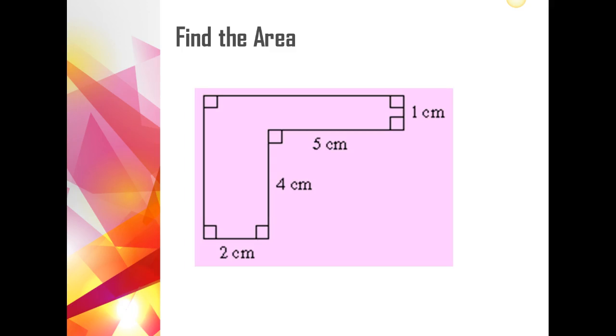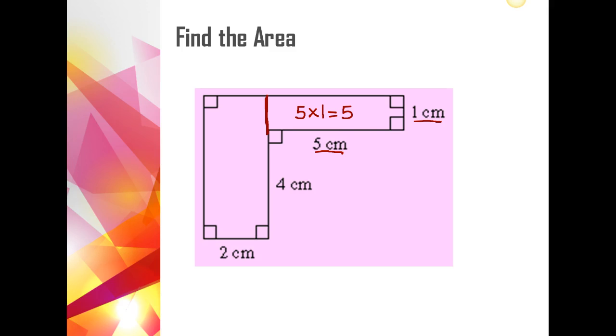Let's find the area of this composite figure. One thing I could do is draw a line here to divide this into two rectangles. Then we can find the area of each rectangle and add the two areas together. For the first rectangle, we can see that it has side lengths of 5 centimeters and 1 centimeter. Therefore, the area of this rectangle is 5 times 1, or 5 centimeters squared.